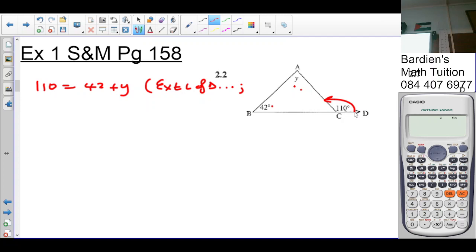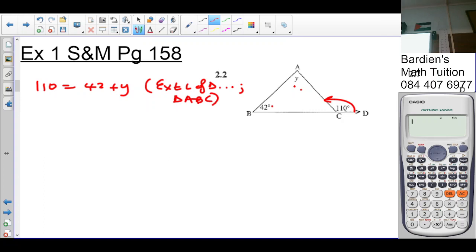Why are you playing musical chess? Okay. So x is the exterior angle of triangle equal to the sum of the two interior opposite angles, and that is triangle ABC.